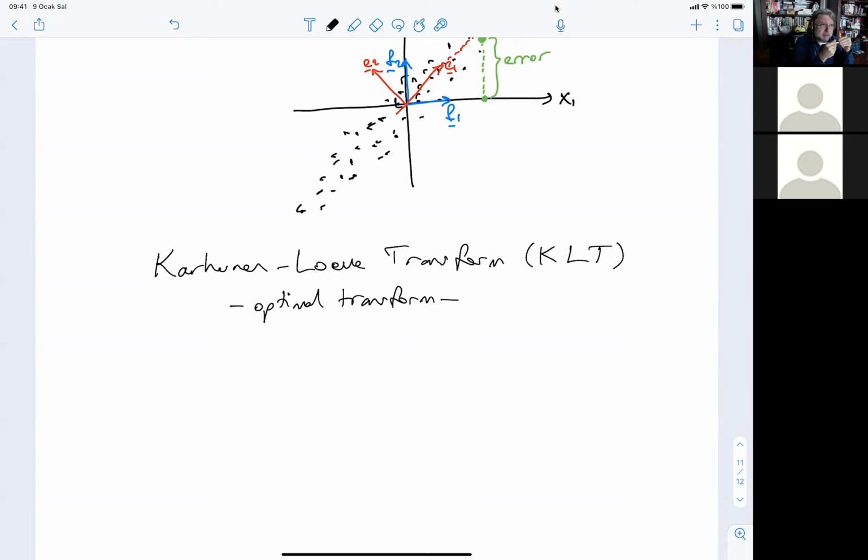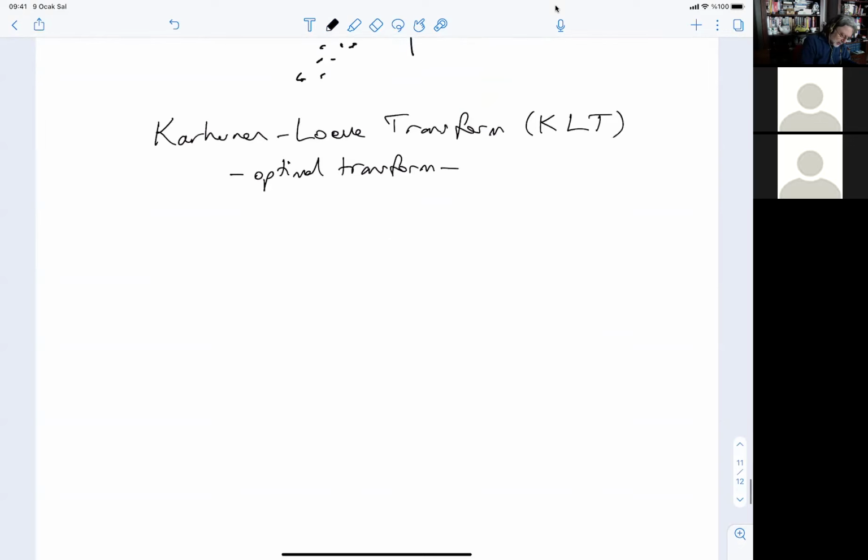So for random signals, you need statistics that can be gathered from a lot of data, or you may be given the statistics of that random signal. Random signal is a signal which you don't really have. So for those, what is an optimal transform? That is the significant question that we have to answer now. And we will do it like this.